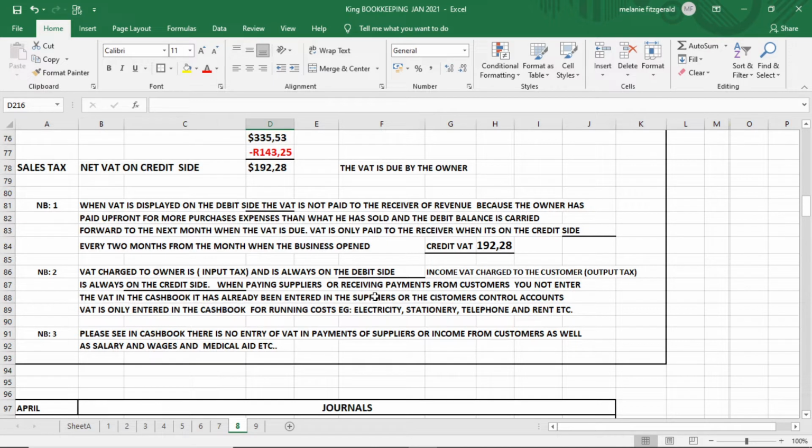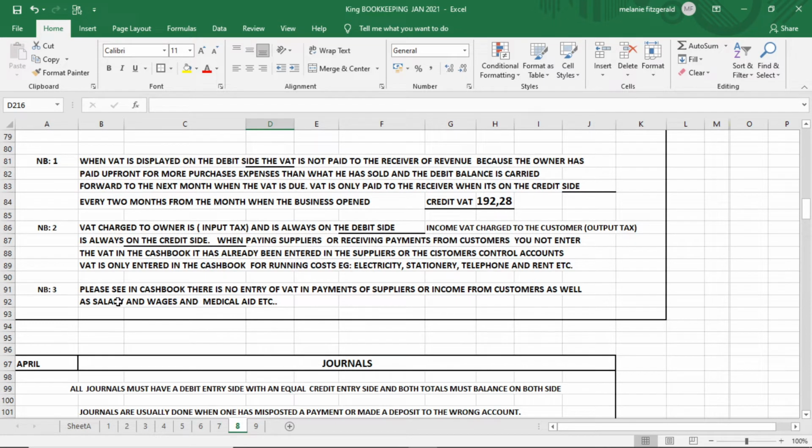When paying suppliers or receiving payments from customers, you do not enter the VAT in the cash book. It's very important to remember that. It has already been entered in the suppliers or the customers control accounts. VAT is only entered in the cash book for running expenses, for example electricity, stationery, telephone, rent, all those running expenses. Please note, NB number 3: in the cash book there are no entries of VAT in payments to suppliers or income from customers, as well as salaries and wages and medical aid, etc. You always see that in the cash book. There's no VAT from those. So you've got to remember that. That's important.